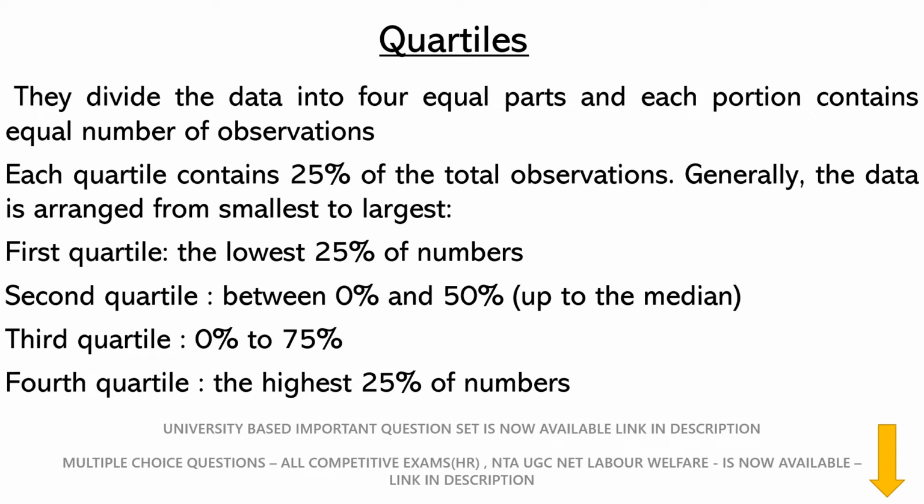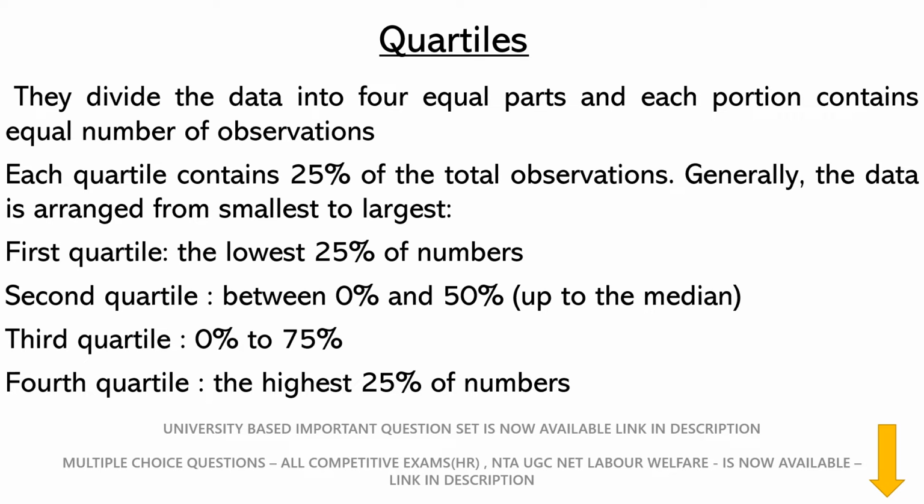So whenever any question is given related to quartiles and you are asked to find quartiles, what you have to do is first arrange the data in ascending order, and then find the median, that is the mid value, and then you can find Q1, Q2, Q3 and Q4. And like I said, Q1 means the lowest percentage. First quartile means the lowest percentage of numbers, and second quartile means the next lowest percentage of numbers, which is before the median.